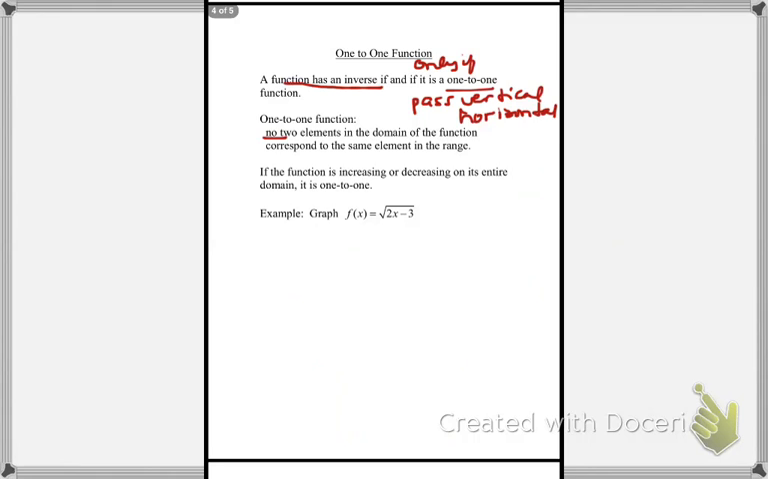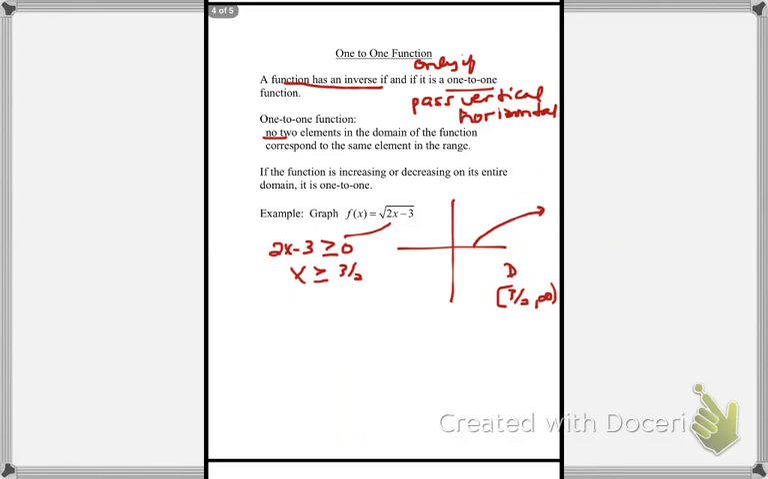So we're going to start with this graph, and we're going to take a look at this graph. We're going to graph it in your calculator, and we know that this is radical. We have a domain restriction greater than or equal to 0, so x is greater than or equal to 3/2. So this domain is 3/2 to infinity. The range is 0 to infinity.